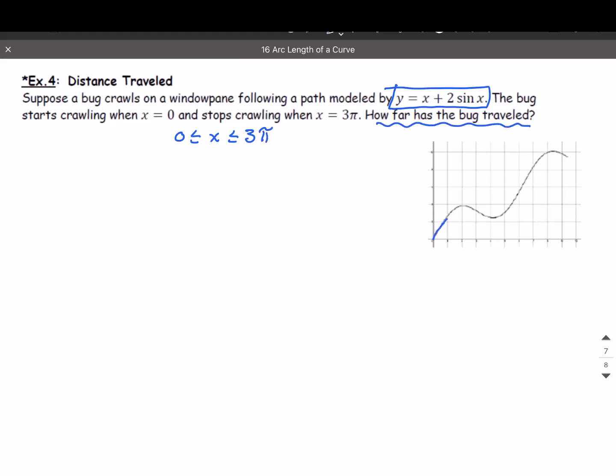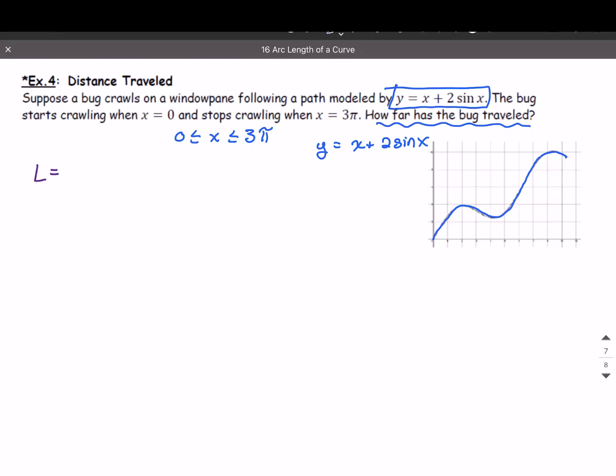The bug is walking along this path. We're looking for the length of that path. That means we're looking at an arc length problem. Okay, so I'm also going to write our function here. y is x plus 2 sine x. So this is the curve that we want the arc length for.